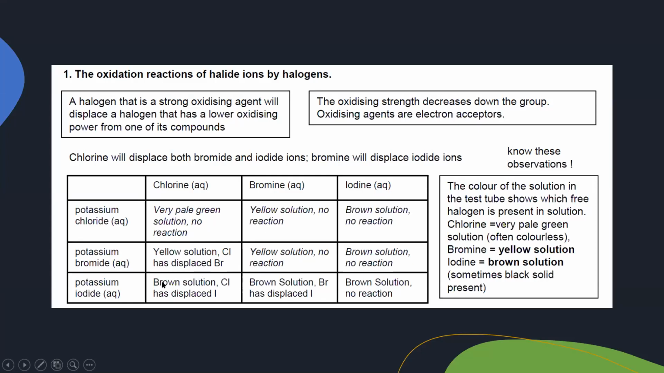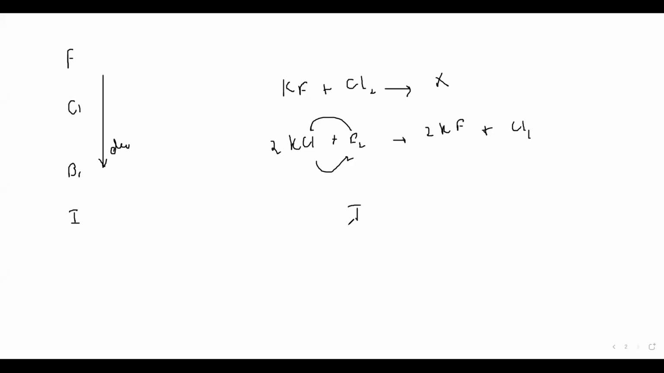Why did the solution turn brown? It's because of the iodine molecule. You have to remember the colors of iodine. If iodine is in a greater proportion in aqueous solution, it will be brown in color. But if iodine is in a small proportion in aqueous solution, it will be yellow. But if iodine is present in an organic solvent, then it will be pink or purple. So the same thing happens here.